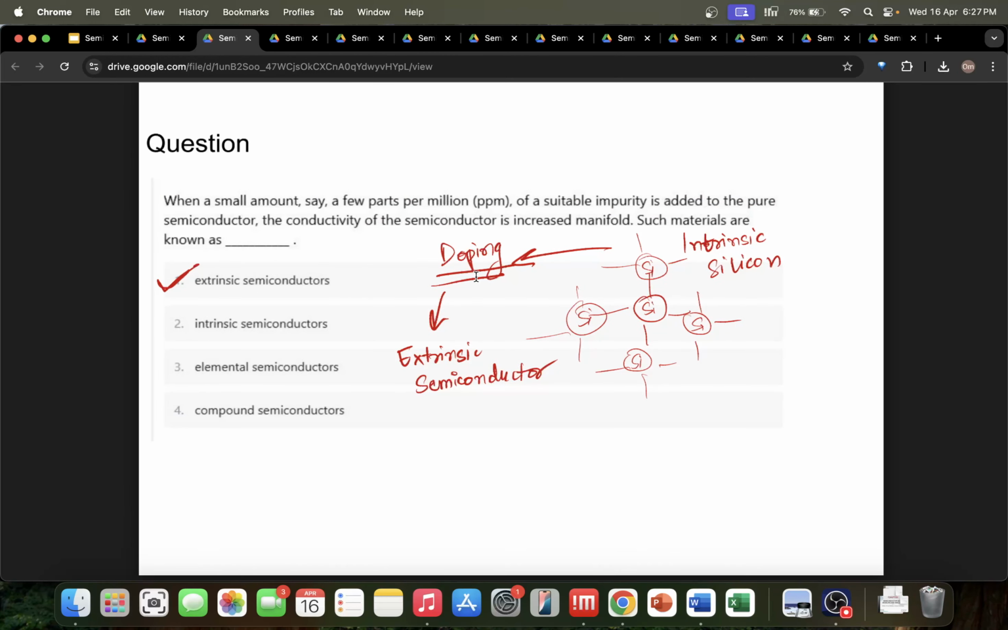So we first talked about what is doping, why it is important for us to dope a semiconductor, and we looked at the different kinds of doping, N type, P type, and what is an intrinsic semiconductor, what is an extrinsic semiconductor. So this is a very basic concept, but very important. So you can expect some questions from this.